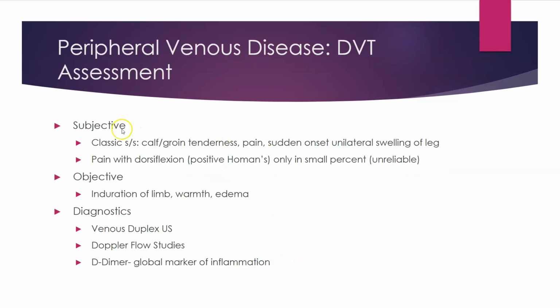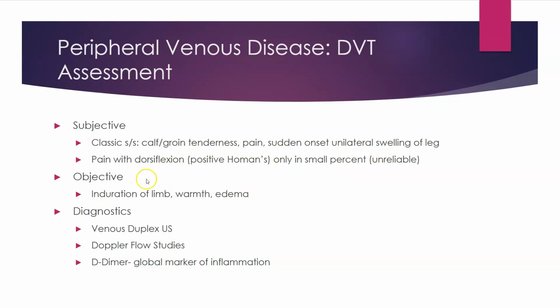So how are you going to know about this one? Well, signs and symptoms is calf, groin, tenderness, depending on where that clot's at and what it's obstructing. Pain. It's usually a sudden onset. It's usually unilateral. It's usually not a bilateral type of situation. Pain with dorsiflexion. This is called Homan's sign, but this is an unreliable sign. If you got it, great. It's not something I'd be stressing about because it's a small percentage.